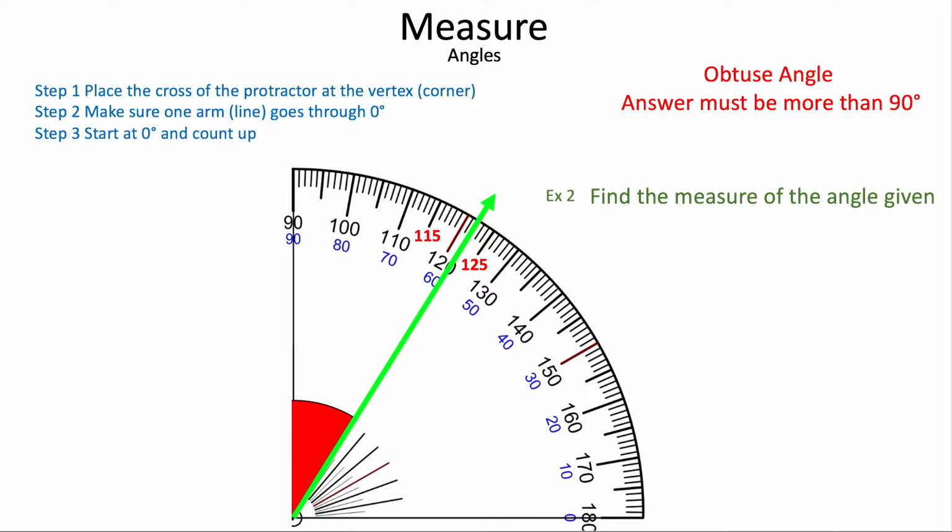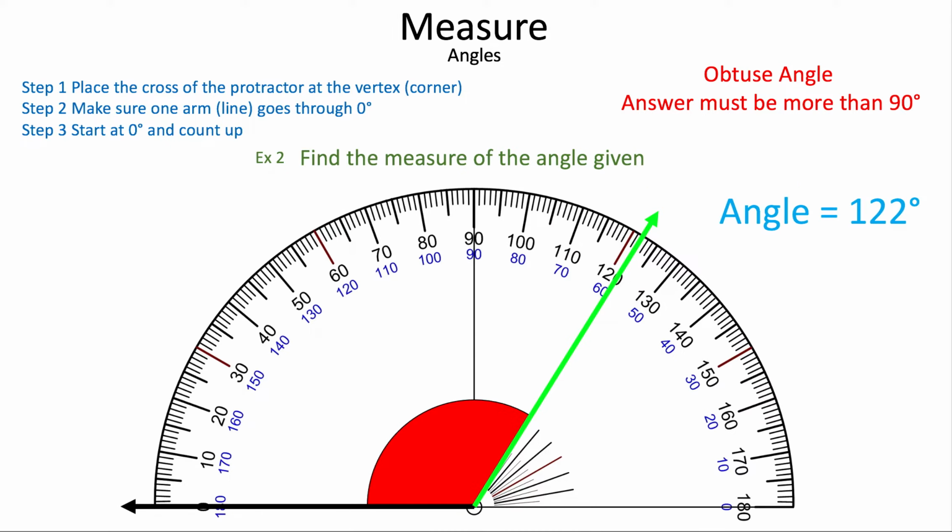So let's go ahead and start counting at 120, since that's the nearest line, and 120, 121, and 122. We've reached the line, or the second arm of the angle. We can stop, and now we can go ahead and say that this angle is 122 degrees.